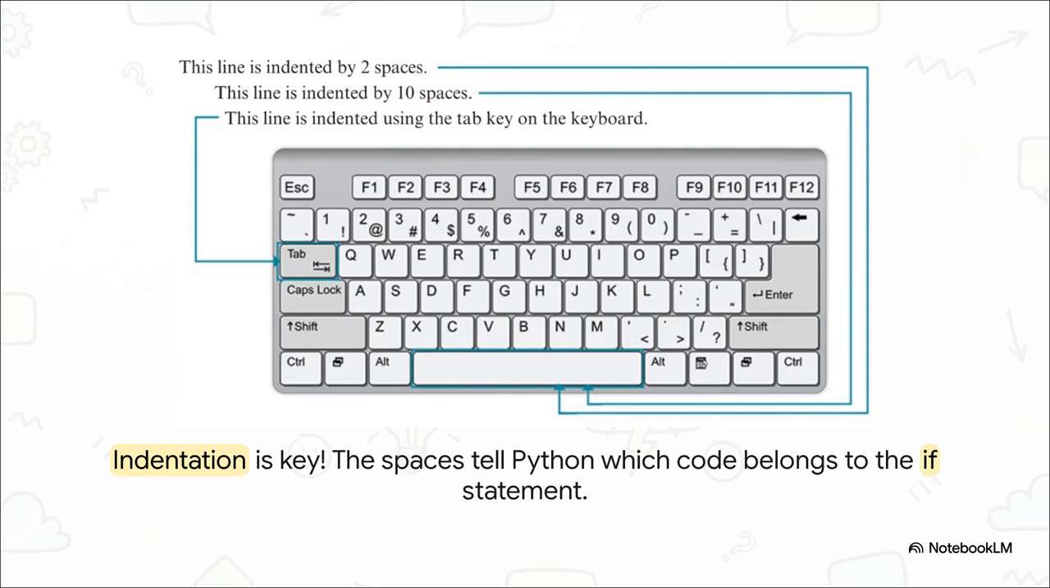And this brings us to something that is absolutely critical in Python, indentation. You see those spaces at the start of the line? They're not just there to look neat. They are the rule. Indentation is how you tell Python which code belongs to that if statement. It's the visual cue that says, hey, all of this indented stuff, it's one block. Run it all together if the condition is true.